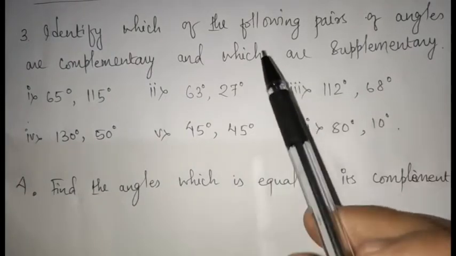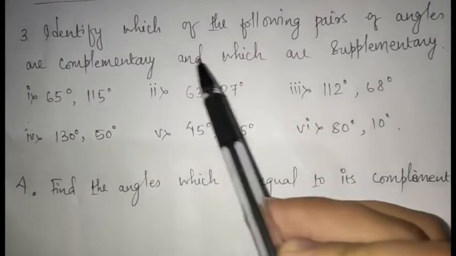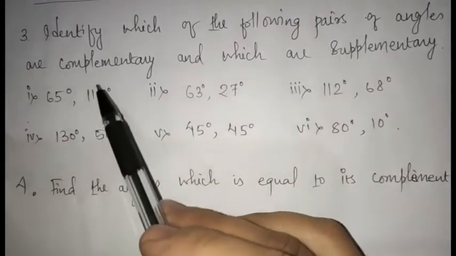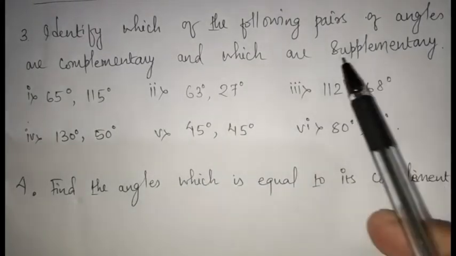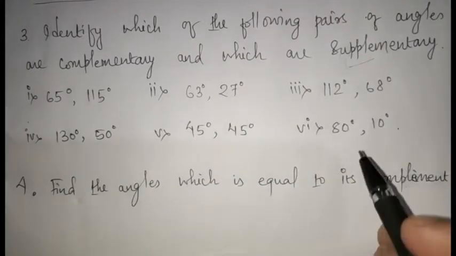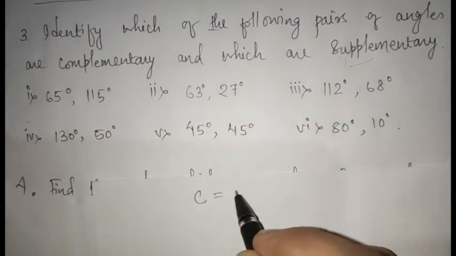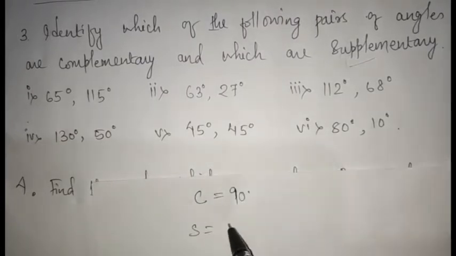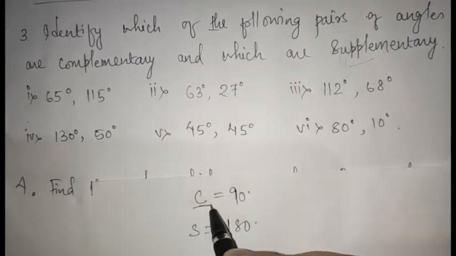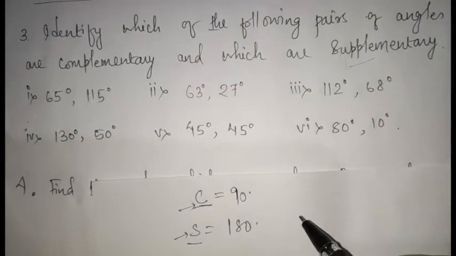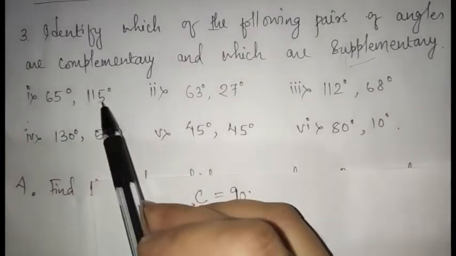Identify which of the following pairs of angles are complementary and which are supplementary. Now here you have to identify which is a complementary angle and which is a supplementary angle. You already know that complementary angles have a sum of 90 degrees and supplementary angles have a sum of 180 degrees. So I am using the symbols C and S, C for complementary angle and S for supplementary angle. Okay, so what will this result in?